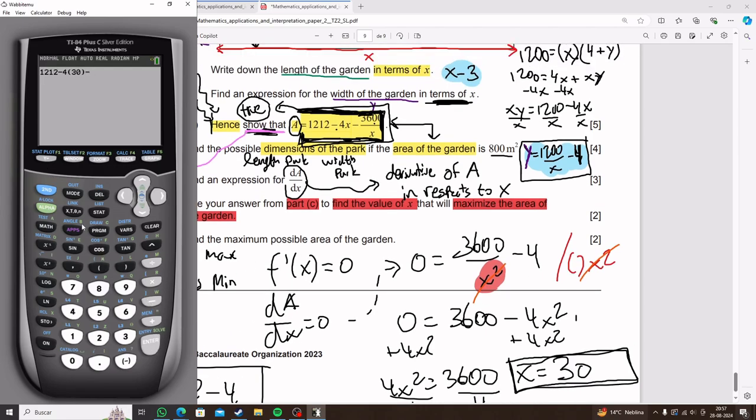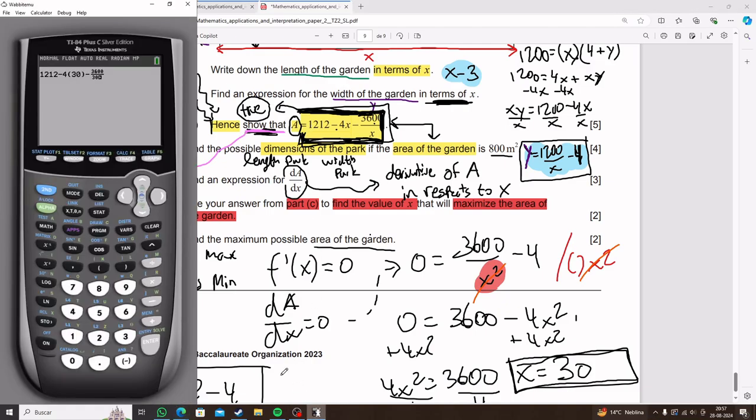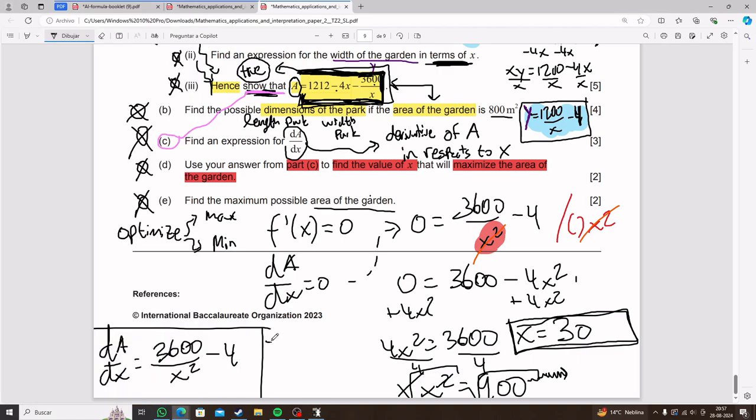You put the fraction, 3,600 divided by 30. You check your work. It's asking for area of garden. This is for the area of the garden. That should be fine. So I'm going to go ahead and press enter. Just checking one more time. It's good habit. You press enter, 972. So for part E, all you did was plug in 30 into your equation for area. So you ended up plugging in 1212 minus 4 times 30 minus 3,600 divided by 30.